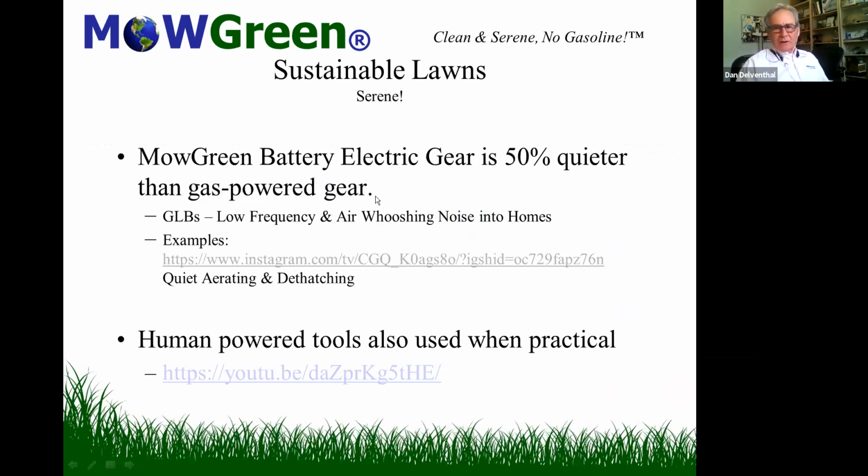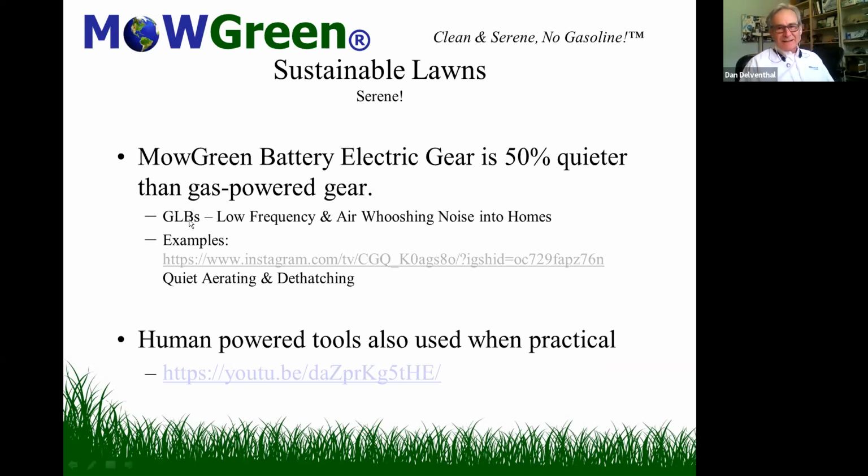So battery-powered equipment is 50% quieter, and with these days of remote working, that's a beautiful thing. I used to have a computer company called Connect Remote, and our tagline, this was in the year 2000, it was a cloud company. The tagline was more compute, less commute. And so one upside of the pandemic is people driving less and working from home. But that makes the noise issue even bigger.